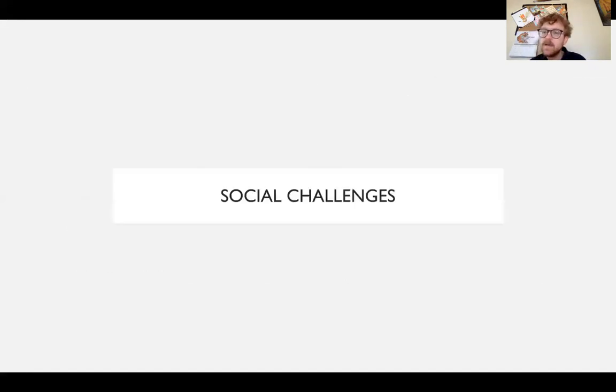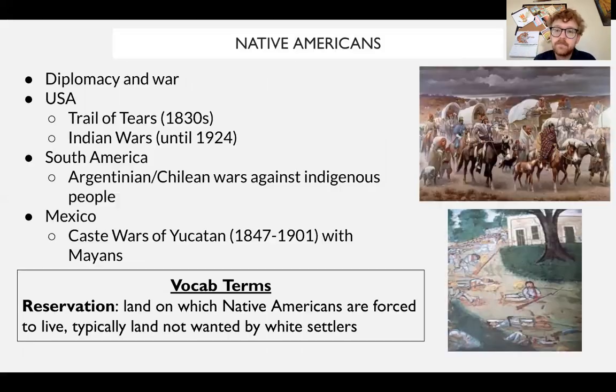But as we're going to see, there are also shared social problems within these countries. And in many ways, they're going to be about very similar issues. So let's look at them.